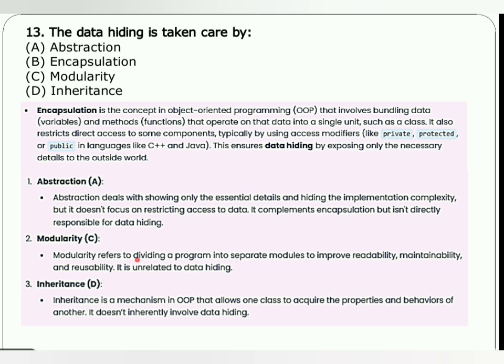Next, modularity. What is meant by modularity? Modularity refers to dividing a program into separate modules to improve the readability, maintainability and reusability of the program. And it is not related to data hiding. Next, inheritance. Inheritance means inheriting the properties of the parent class by the child class. So it is also not involved in data hiding. So the option is encapsulation.